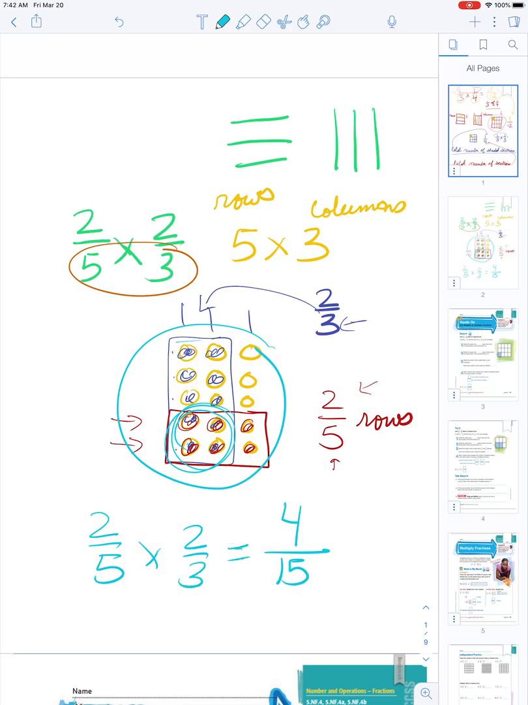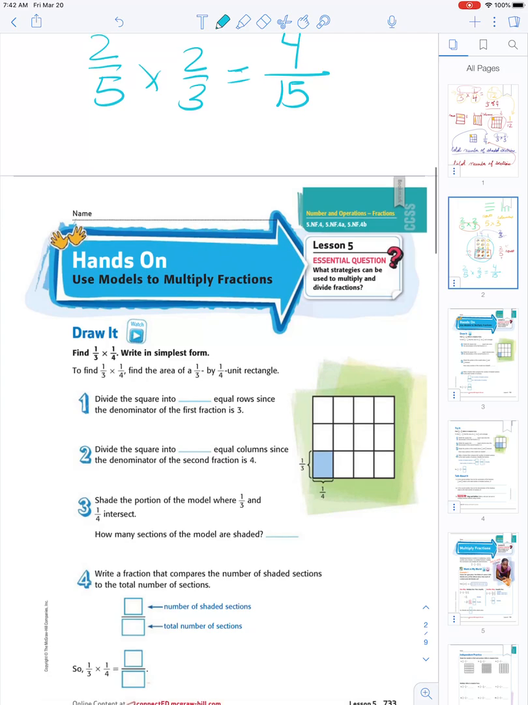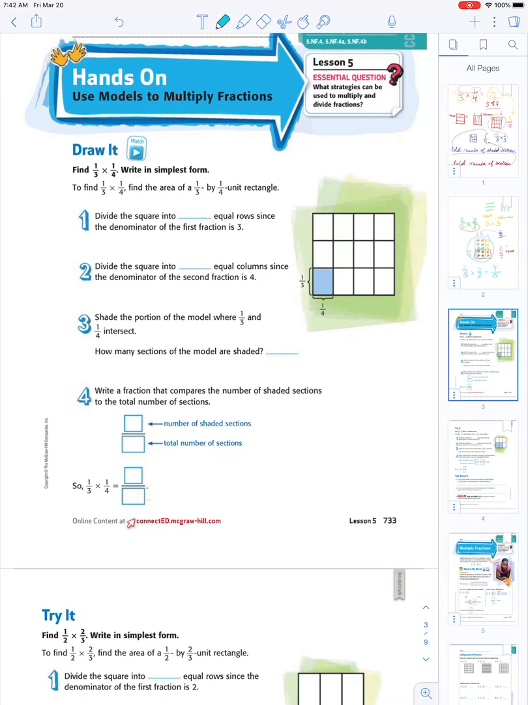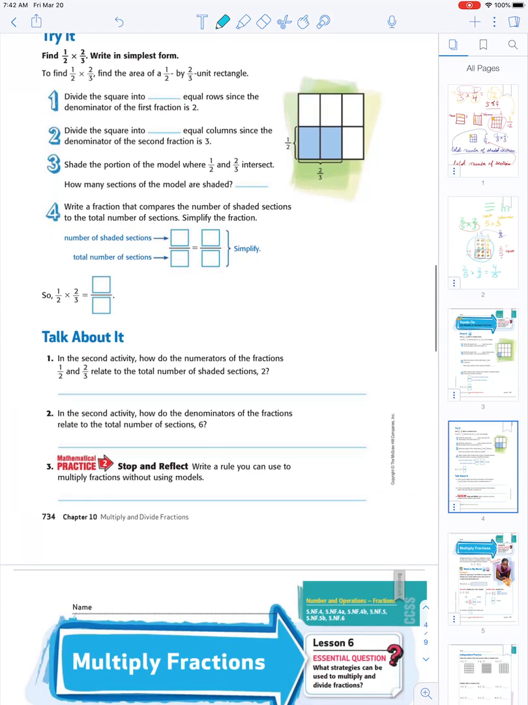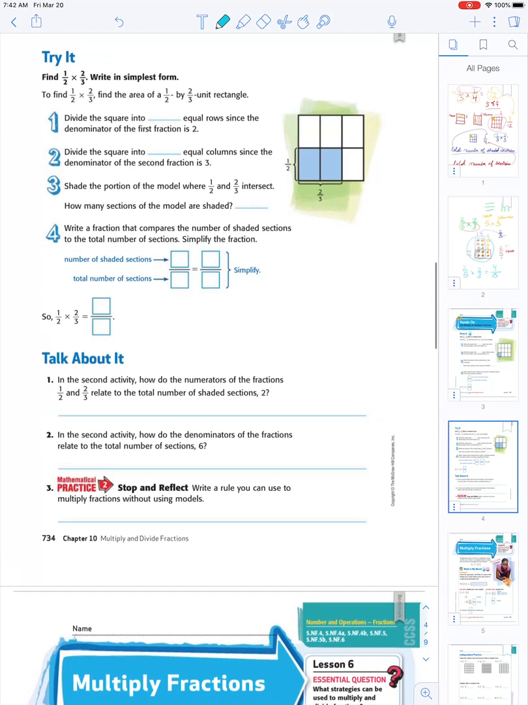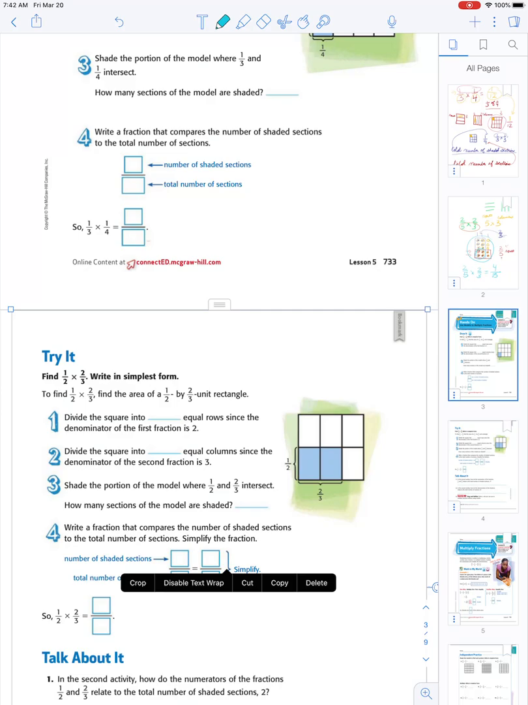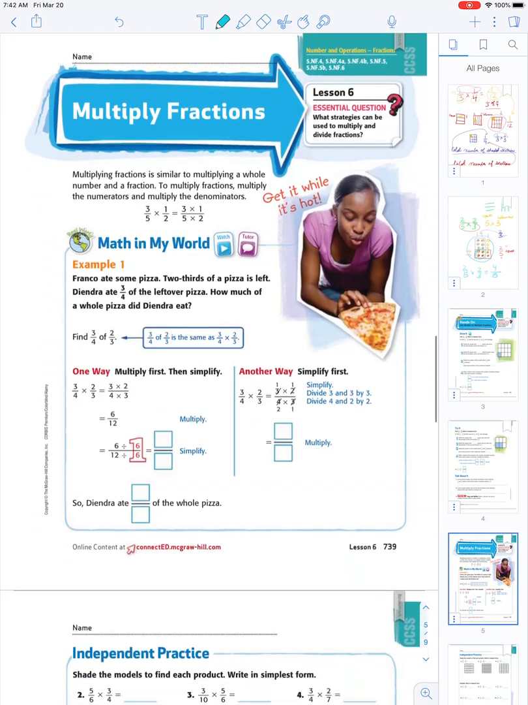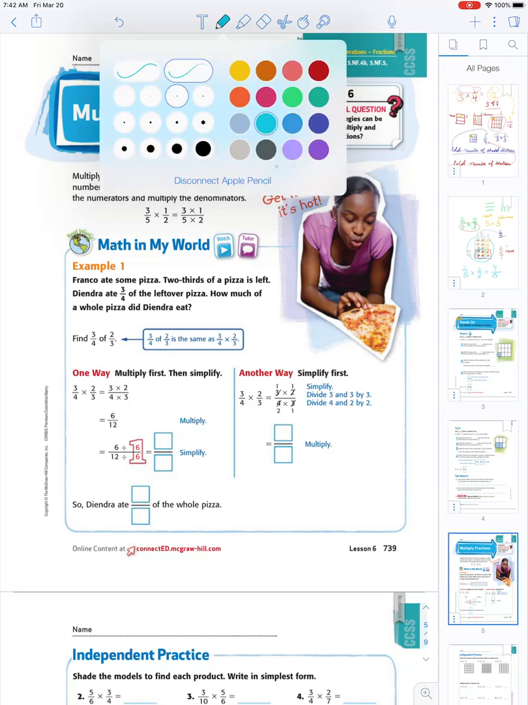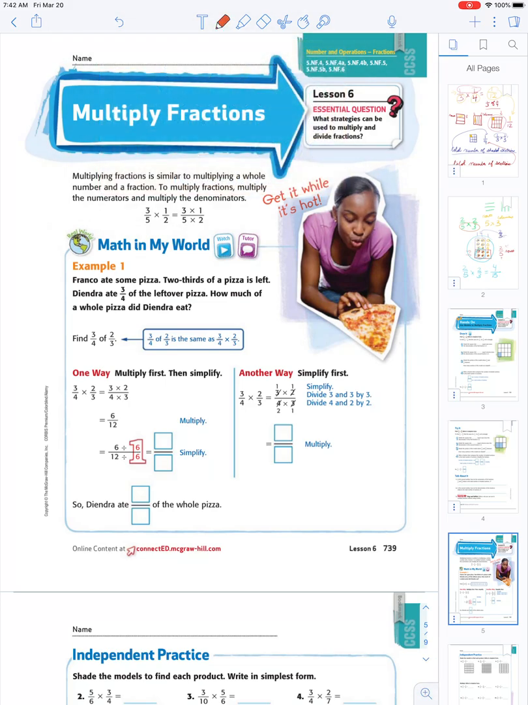Is this simplified? It is, because there's nothing that goes into 4 and 15 together. Now, if you need some more practice on how to model fractions, you may work on the hands-on section in lesson 5 and the try it also in lesson 5, and I will project the answers for those pages for you so that you have them. But your assignment for the independent practice is going to be to actually practice the multiplication of fractions. So as I go through this, I'm just going to show you the steps of how to multiply fractions, since we've already gone over the pictures of the fractions themselves.